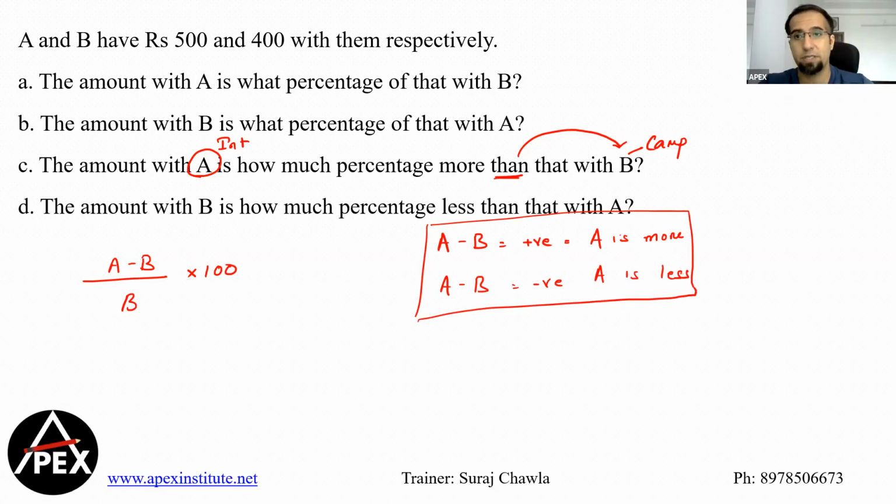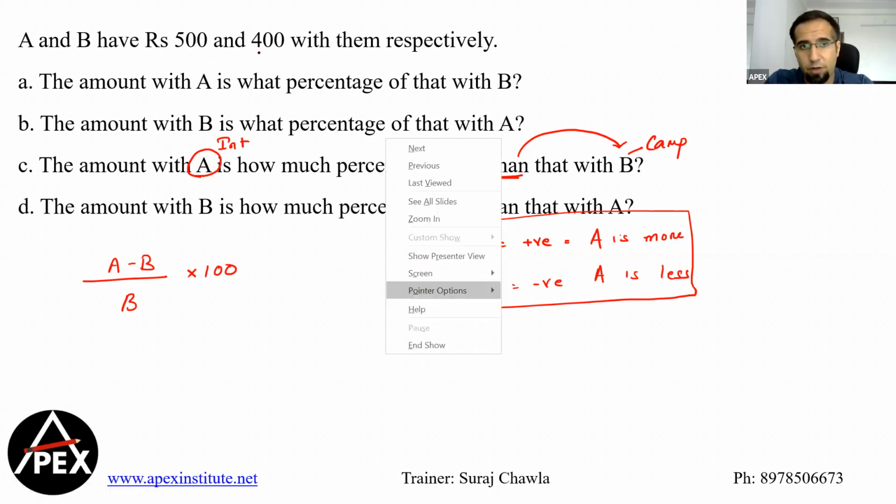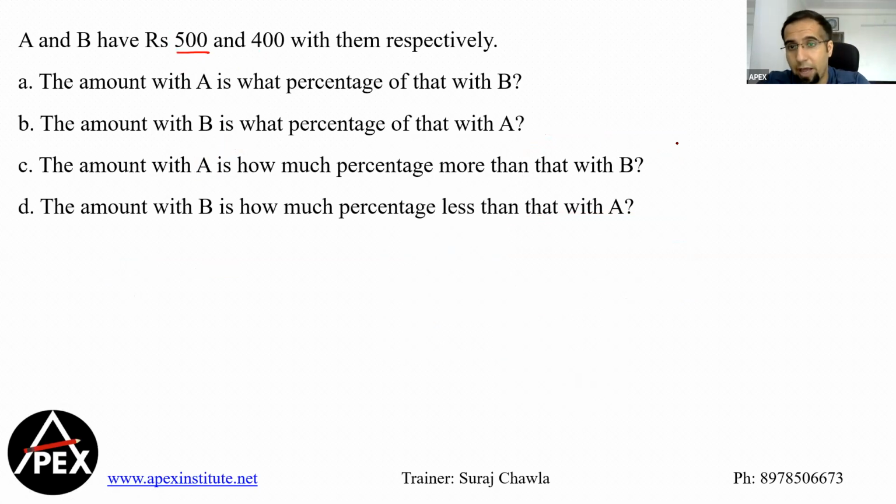How to calculate percentage. So if I simplify this now, A is 500 and B is 400. So A is how much more? So you go 500 minus 400, I get plus 100. Now A is more than whom? A is more than B. Therefore, I'm comparing with B. As a percentage, I'm multiplying by 100. And this gives you 25%.